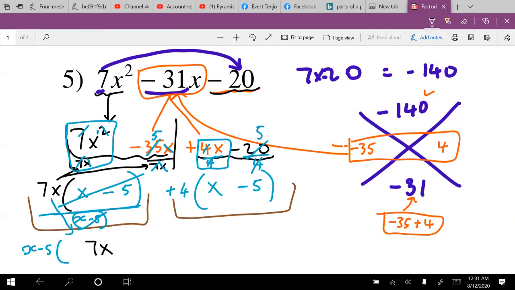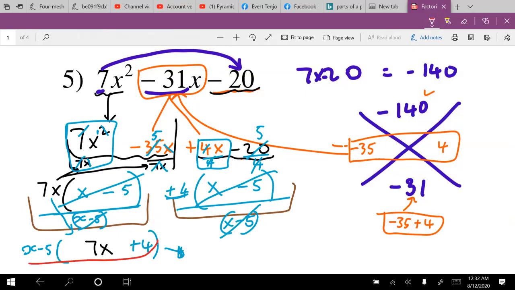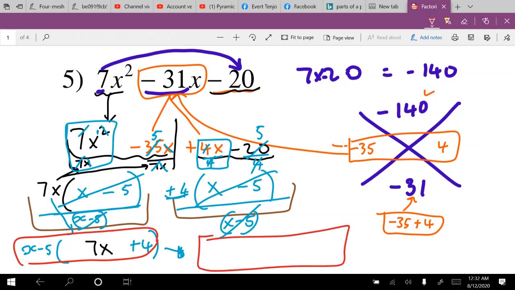7x. And if we divide this term by x minus 5, that will cancel, and we're left with what? Positive 4. So the solution to number 5 will be, we'll copy this out. That's it. Neatly, the answer will be x minus 5, 7x plus 4.